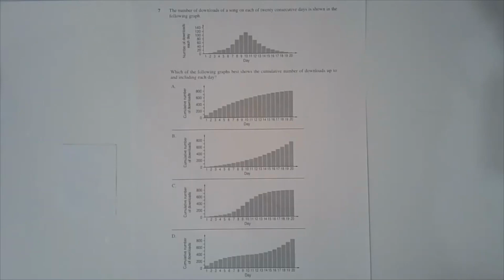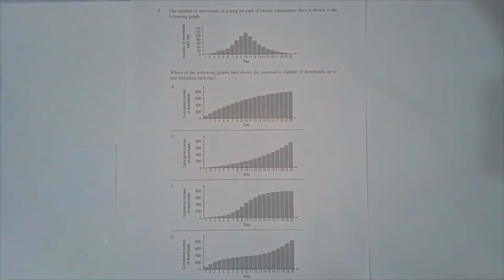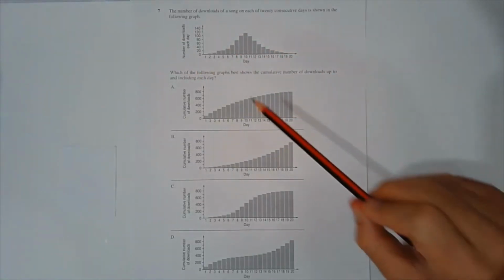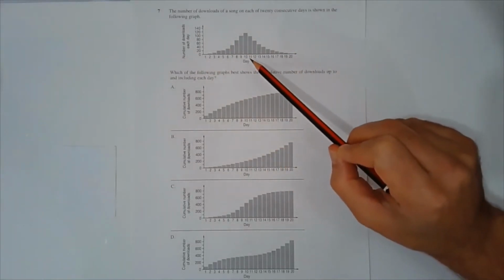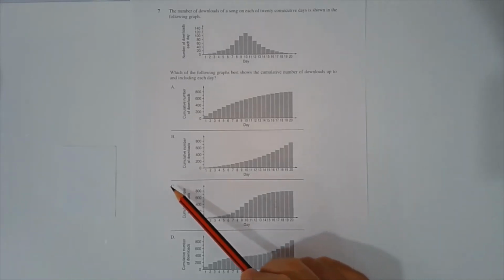Question 7. The number of downloads of a song on each of 20 consecutive days is shown in the following graph. Which of the following graphs best shows the cumulative number of downloads up to and including each day? Looking at the graph that shows the number of downloads per day, the minimum number of downloads occur at day 1 and day 20, and the maximum number of downloads occur at day 10.